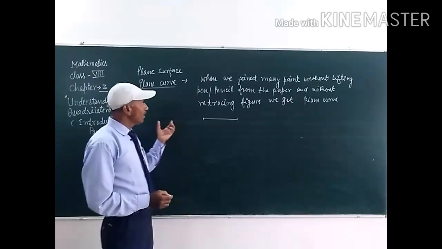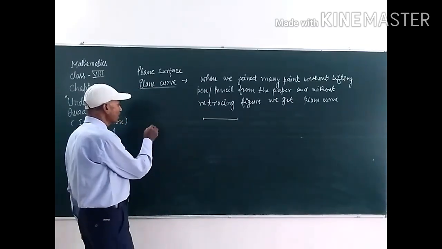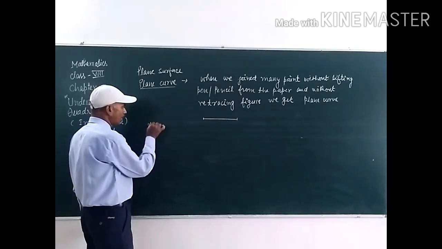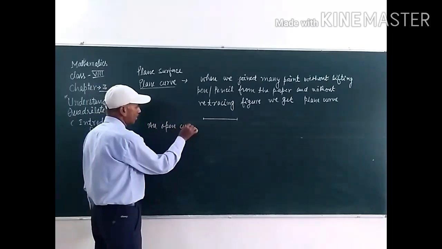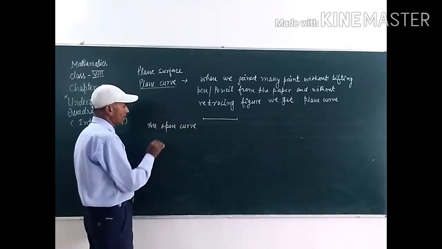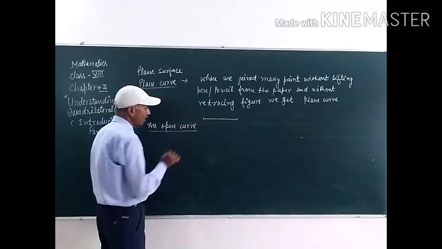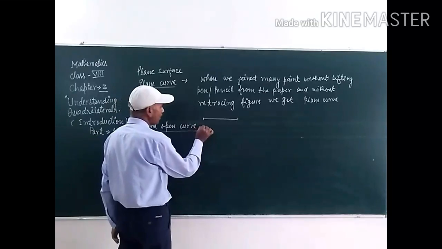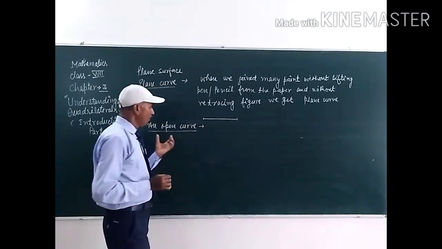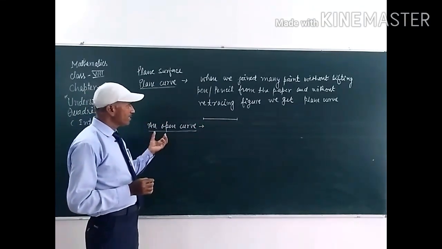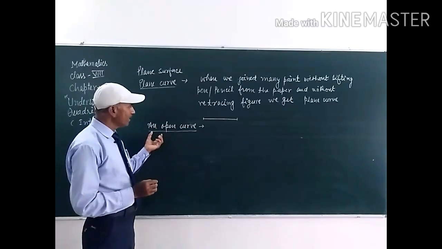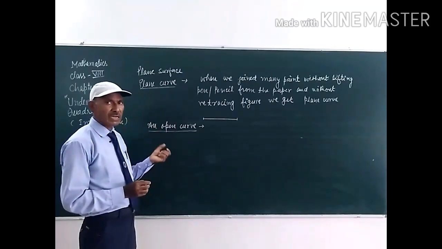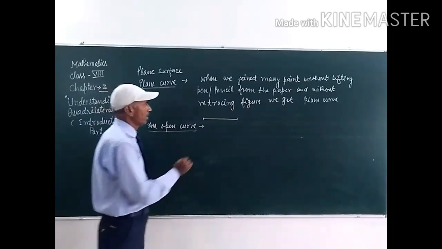Now, we will learn a new point, that is an open curve. Students, this is an open curve. What is an open curve? When a curve does not repeat itself or does not intersect itself, it is called an open curve.